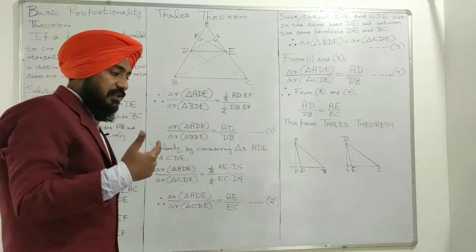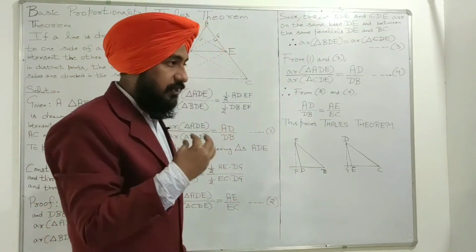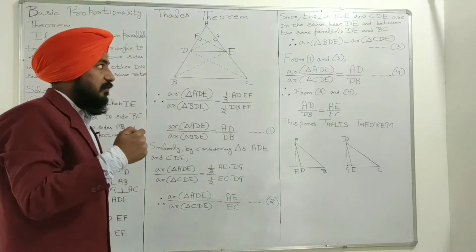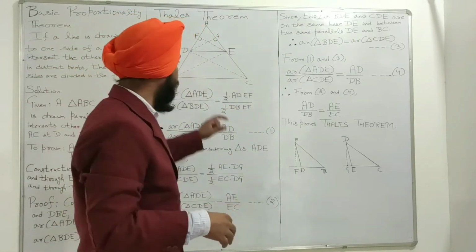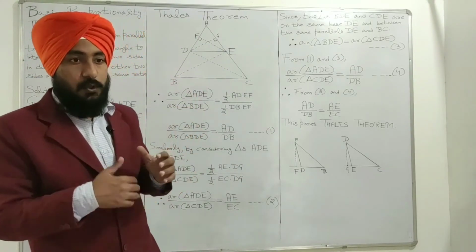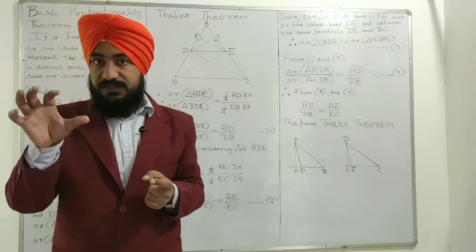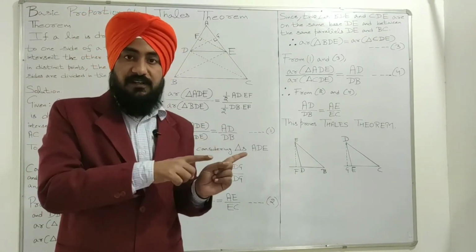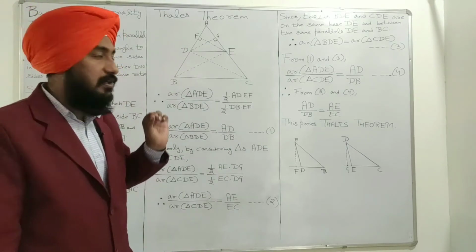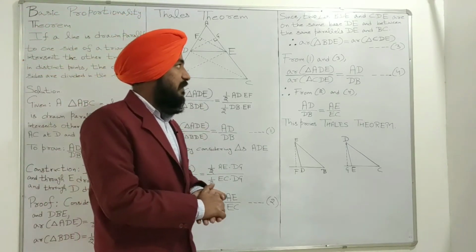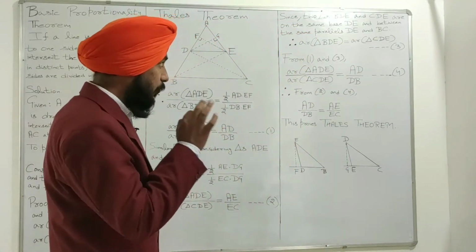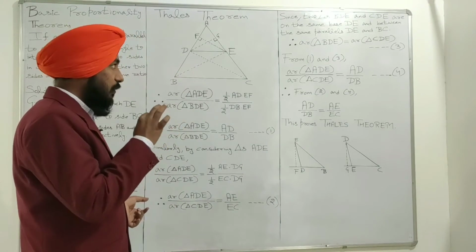Using these two criteria we can write one property of mathematics, and that is, therefore, area of triangle BDE is equal to area of triangle CDE. If two triangles are on the same base and in between the same two parallel lines, then the area of one triangle is equal to the area of the second triangle. So here area of triangle BDE is equal to area of triangle CDE. Students, name this as equation number 3. We have proven that area of triangle CDE is equal to area of triangle BDE.